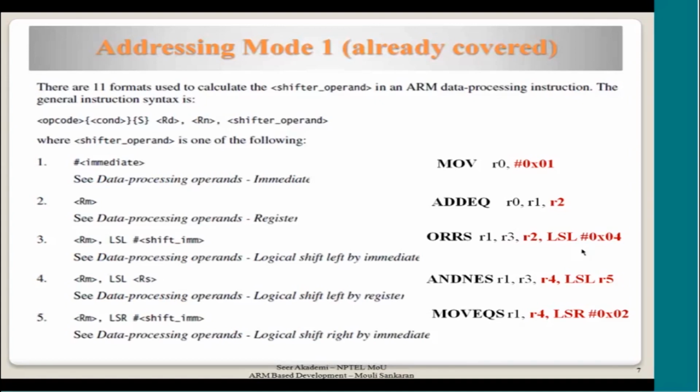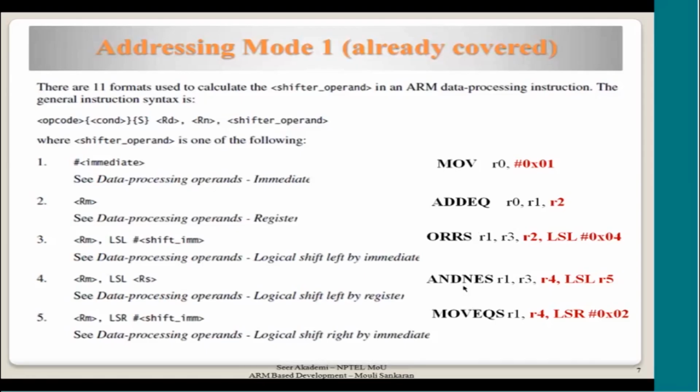So the shifting operation does not happen on the register itself. The register values are copied and the barrel shifter is doing it. So please remember, none of these operand registers will get modified because of executing this instruction. Only the RD will be modified, provided these condition codes are satisfied.